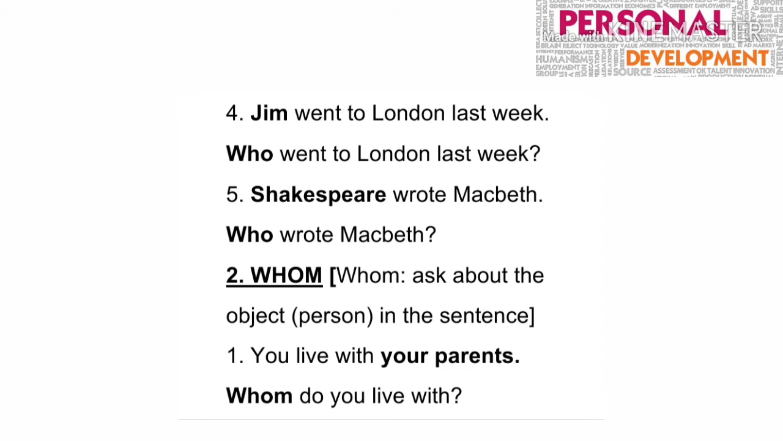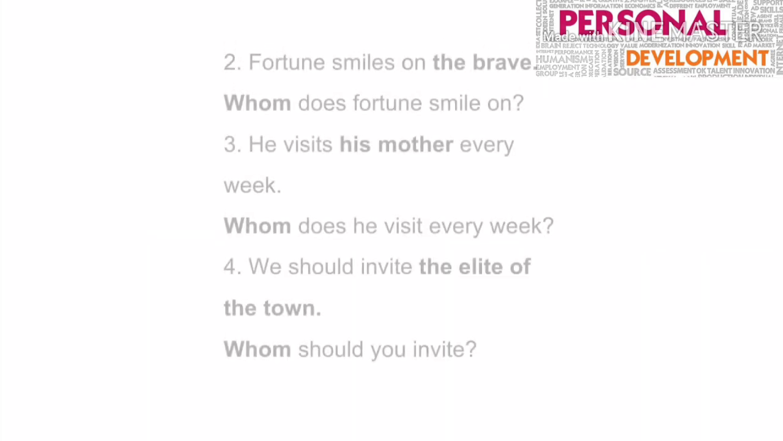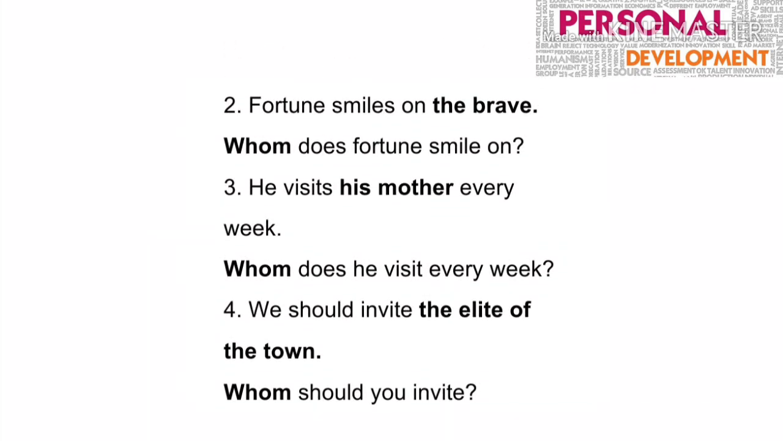Serial number 2. Whom? Whom is used to ask about the personal object in the sentence. For example, you live with your parents. Here, our focus point is on your parents. So, the question will be, whom do you live with? Fortune smiles on the brave. Dear students, just look at the object of the sentence. Here, our focus is on the object, the brave. So the question will be, whom does Fortune smile on?